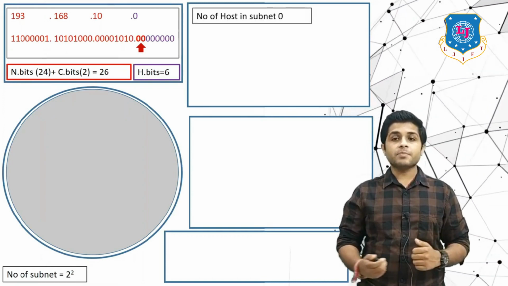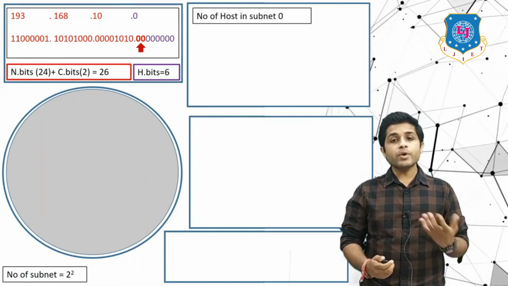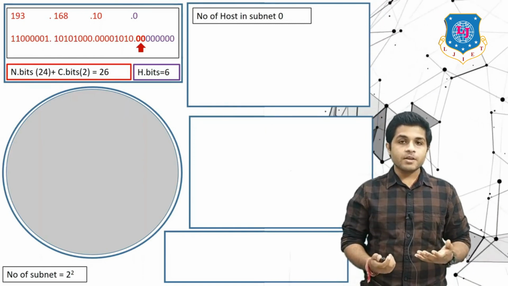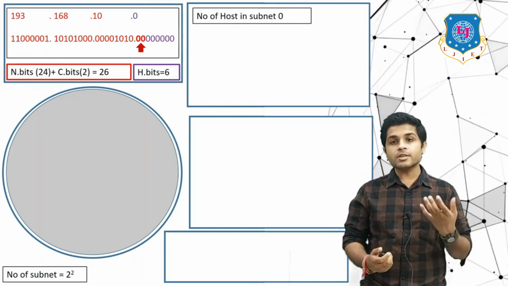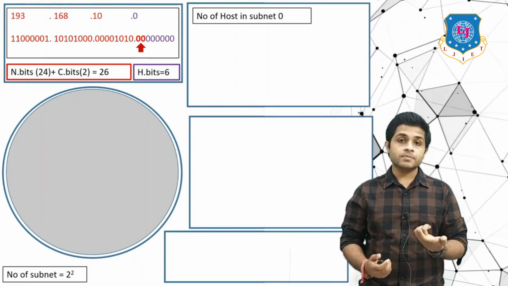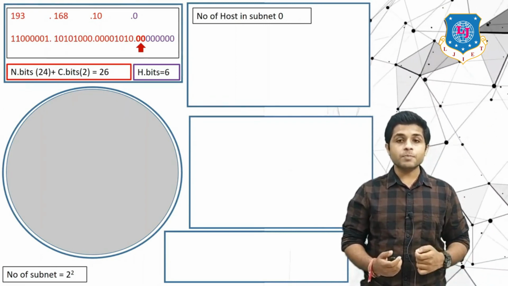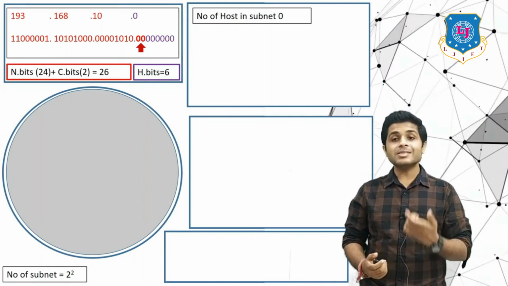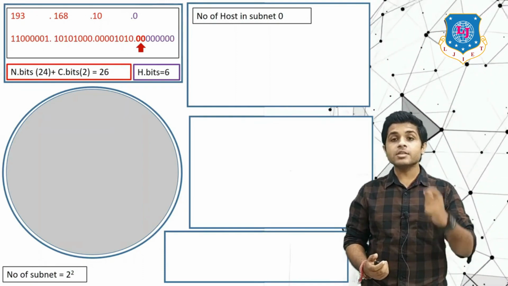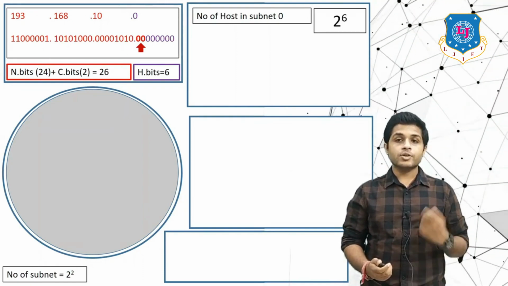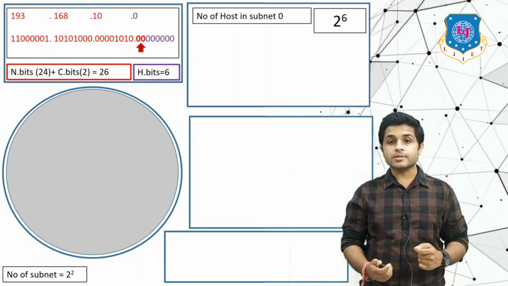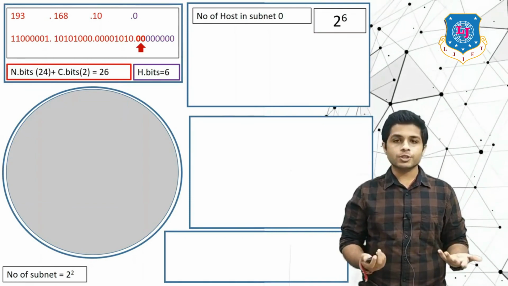Let's see subnet 0. Now I want to find the number of hosts in subnet 0. To find the number of hosts in subnet 0, you have to check the size of the host bits. What is the size of the host bits? The size of the host bits is 6. So you will get 2 raised to 6 devices in one subnet. So in subnet 0, you will get 2 raised to 6 hosts.